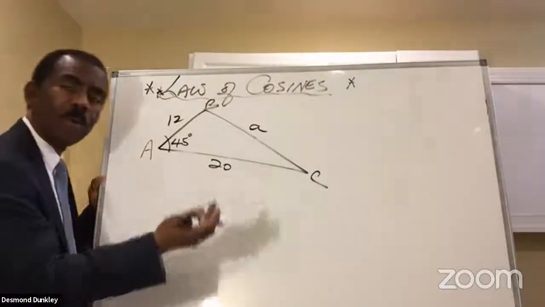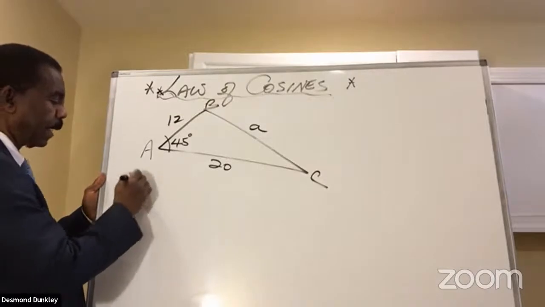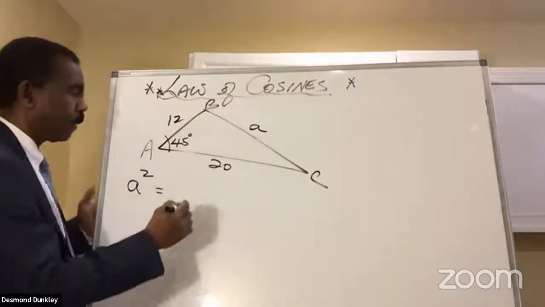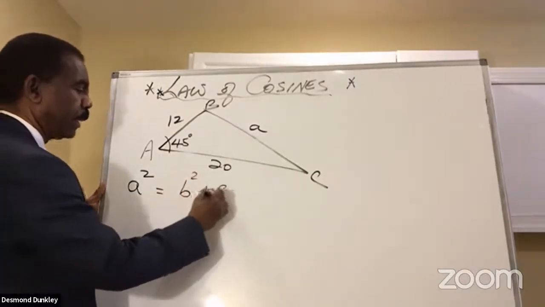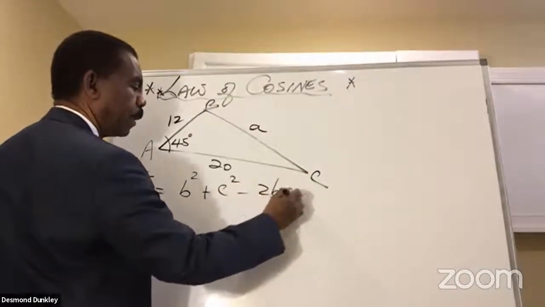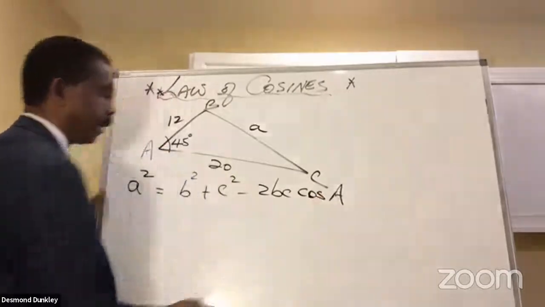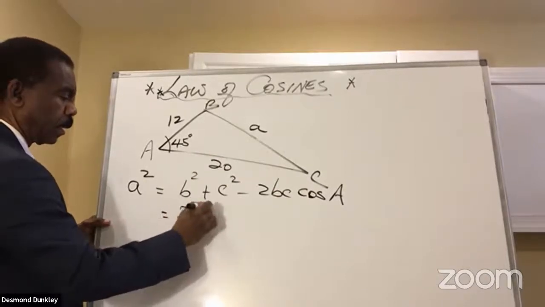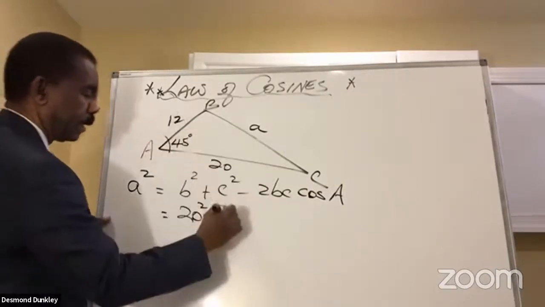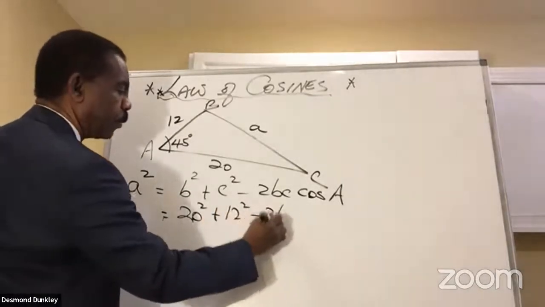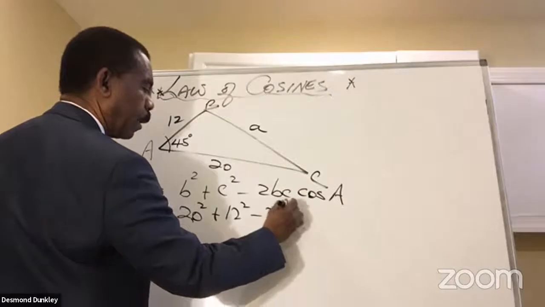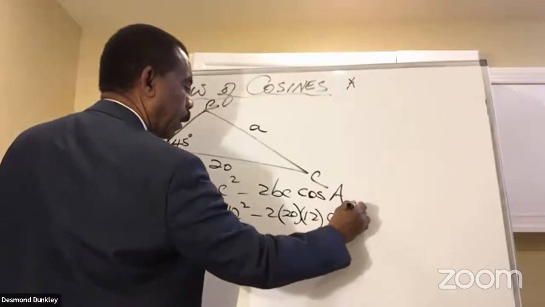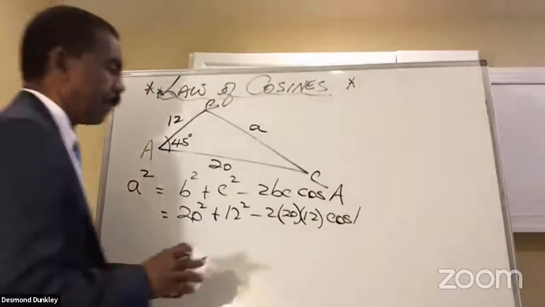According to the law of cosines, a squared is equal to, let's quote the formula and then substitute the numbers: b squared plus c squared minus 2bc cosine of angle A. So in this case, b squared is 20 squared plus c squared, which is 12 squared, minus 2 times b, which is 20, times c, which is 12, times cosine of angle A, which is 45 degrees.